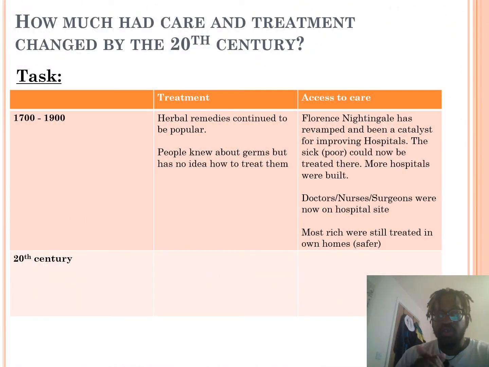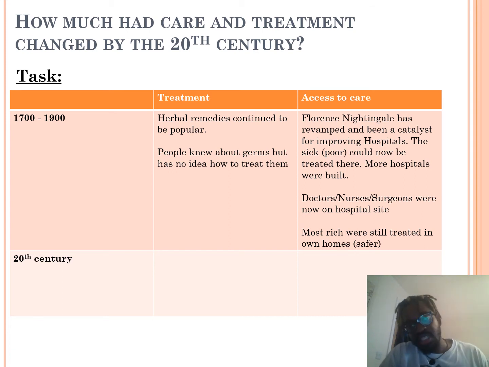And then again, we've done activities like this before. So I said, how much had care and treatment changed by the 20th century? Now you're lucky, because what I've basically done for you is summarized what we've already done in terms of 1700 to 1900. So you'll see that I filled in for treatment what we already know about treatment in 1700 to 1900. People basically used herbal remedies. They knew about germs by the end of the 19th century, but no one knew how to treat them.